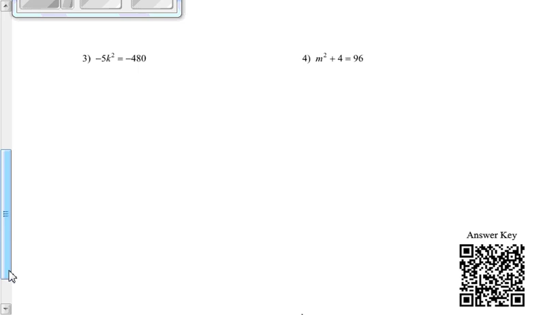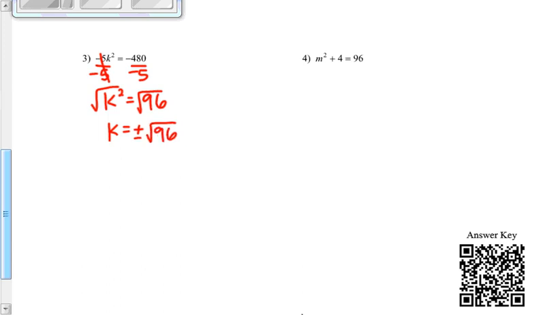Alright, looking at number 3, so in order to solve for k, we first need to divide both sides by negative 5, so 480 divided by 5, that gives us, hold on, let me write that up. k squared equals 96. So we got rid of that negative, so we go straight to the square root. So we have k equals plus or minus the square root of 96.